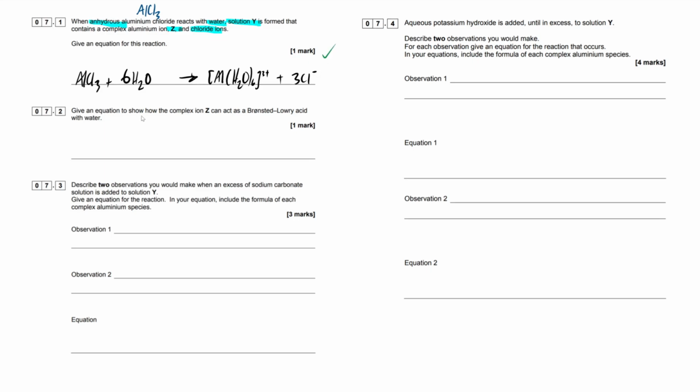Okay, so next question then. Give an equation to show how the complex ion Z can act as a Bronsted-Lowry acid, okay, with water. So what's going to happen here is Bronsted-Lowry acid, acids and bases topic, okay, it's going to be a proton donor. So how can this complex that we formed, how can this act as a proton donor?